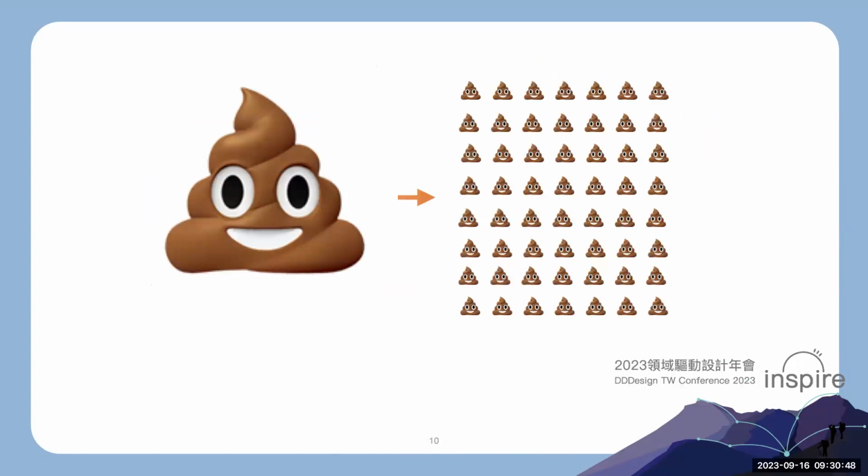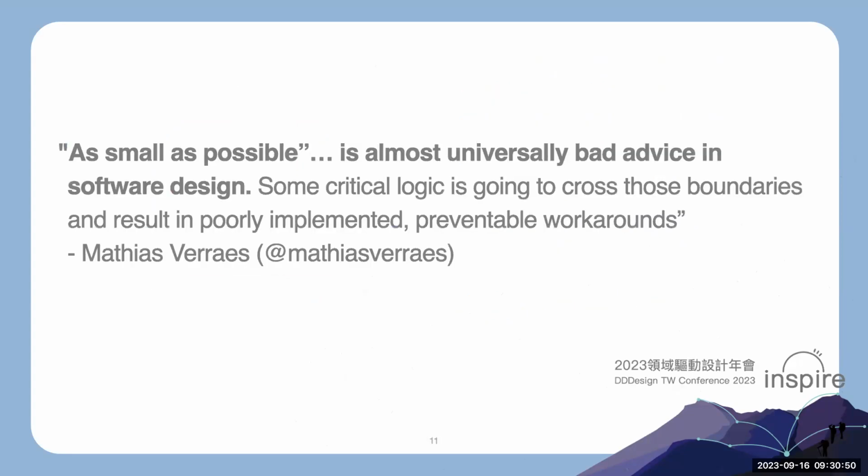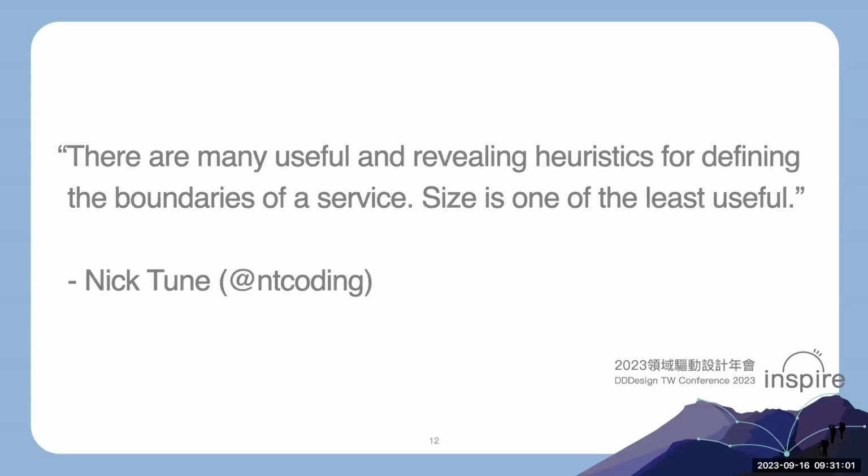In a sense, that's not surprising. As my friend Matthias says, as small as possible is almost universally a bad advice in software design. Or, as Nick Tune puts it, there are many useful and revealing heuristics for defining the boundaries of a service. Size is one of the least useful, and yet we keep on doing that.